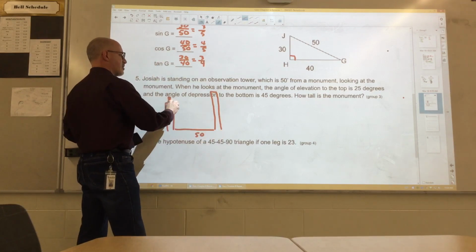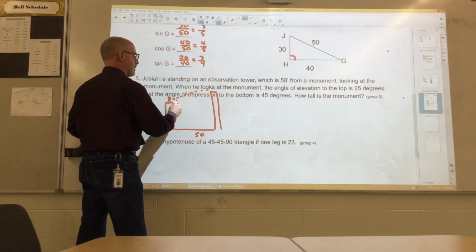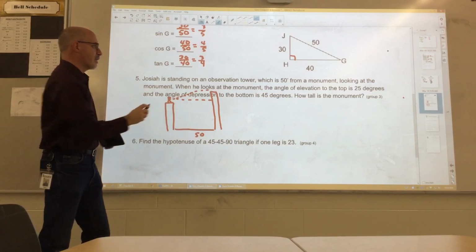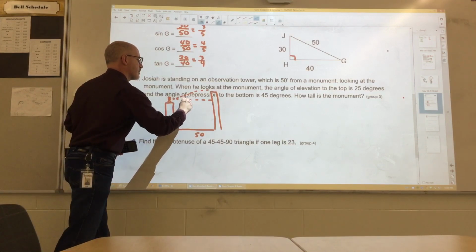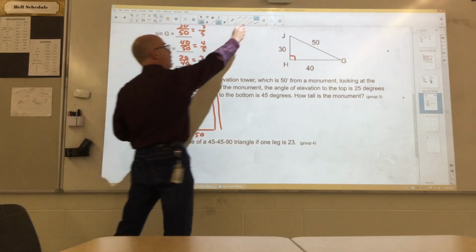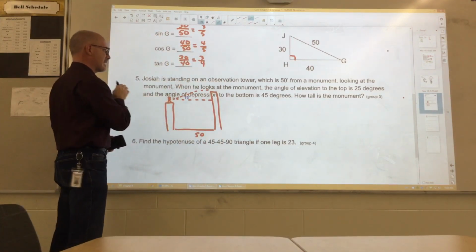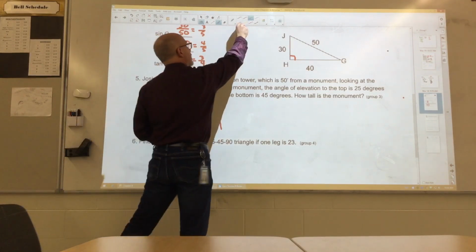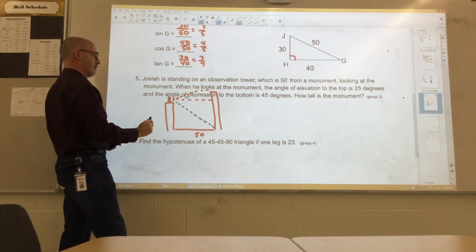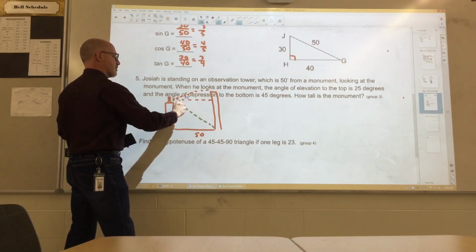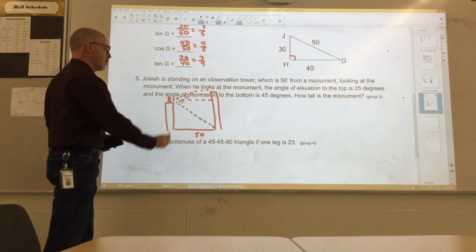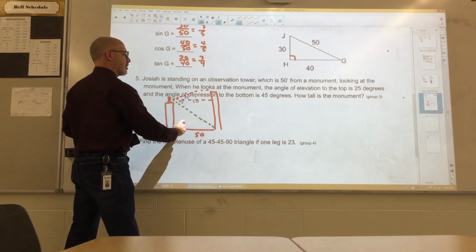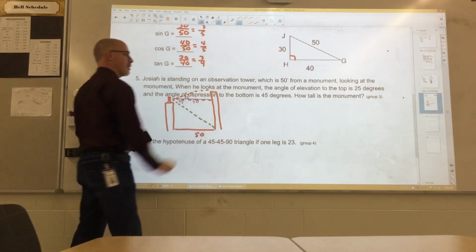The angle of elevation to the top, from where he's looking, that angle is equal to 25 degrees. The angle of depression from where he is down to the bottom, so down here, that angle is in this case 45 degrees. So notice, since this is 50, so is 50 right here. That's 50 on that side right there for this length all the way to the monument, okay?